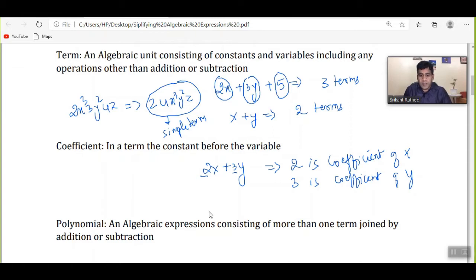So now if I say 24x square y, I can say the coefficient of y is 24x square, or I can say the coefficient of x square is 24y. So whichever the terms or the variables including the number present along with, those are called the coefficients of the other variable.